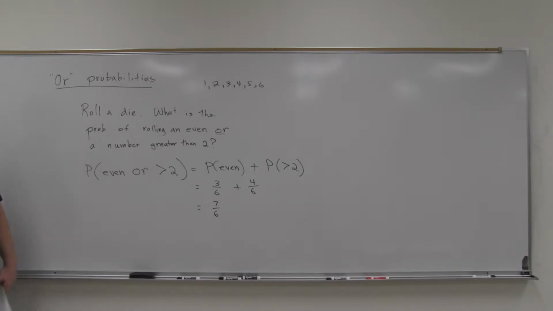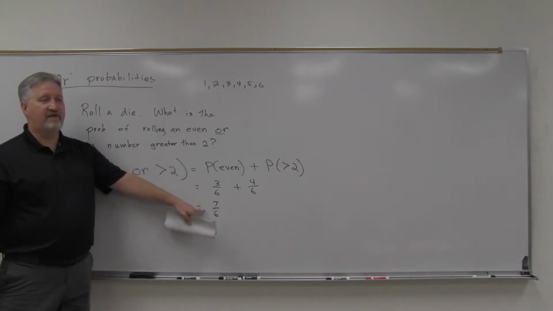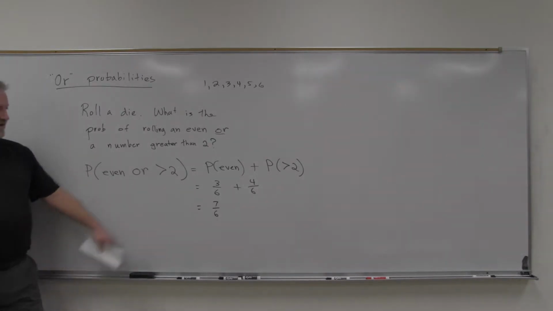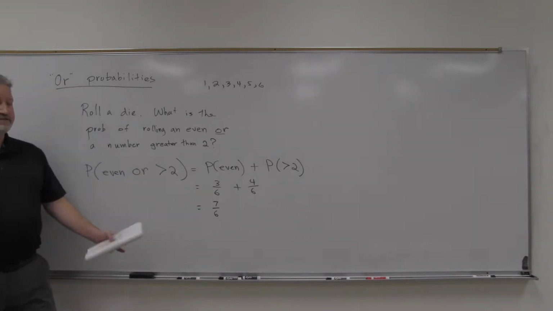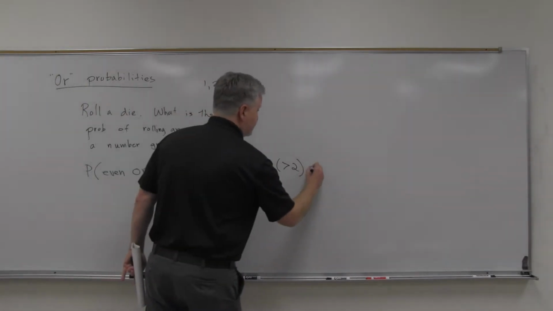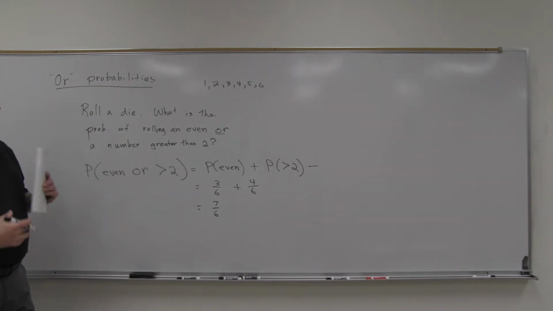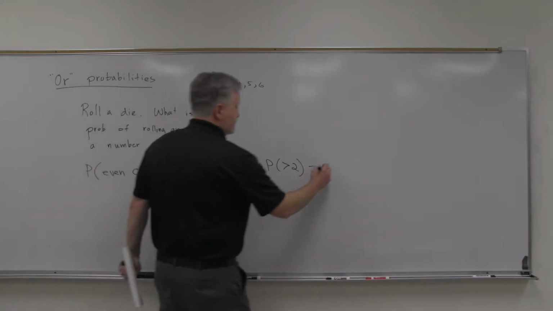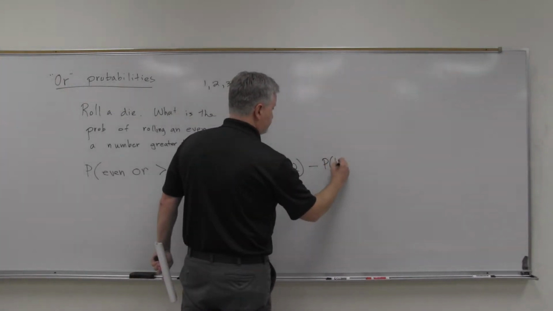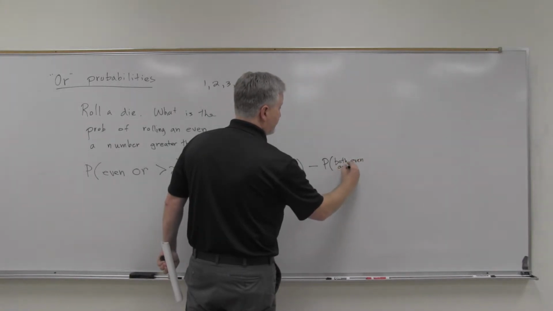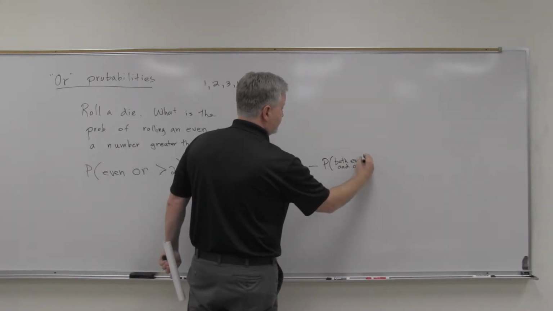What's the problem with that? What's wrong with 7 out of 6? The top is bigger than the bottom. Yeah, the numerator is bigger than the denominator. You can't have that in probability. So there's a slight little catch, and the catch is there's something we have to subtract. The reason we have to subtract is we've counted some things more than once. What we subtract here is the probability that it's both even and greater than 2, meaning at the same time.